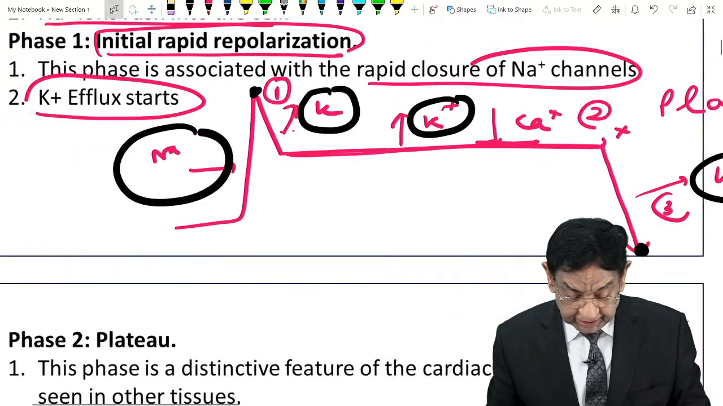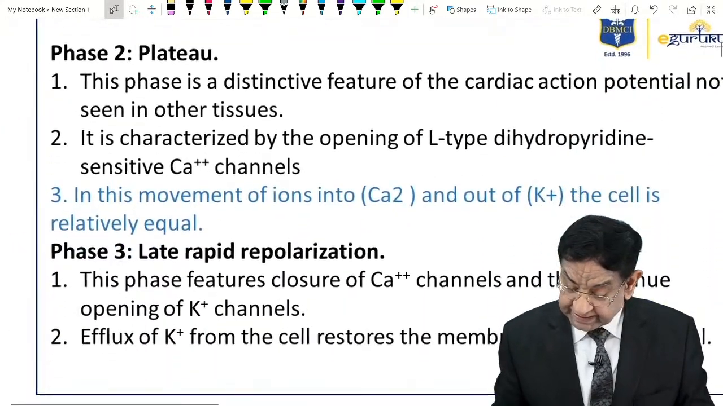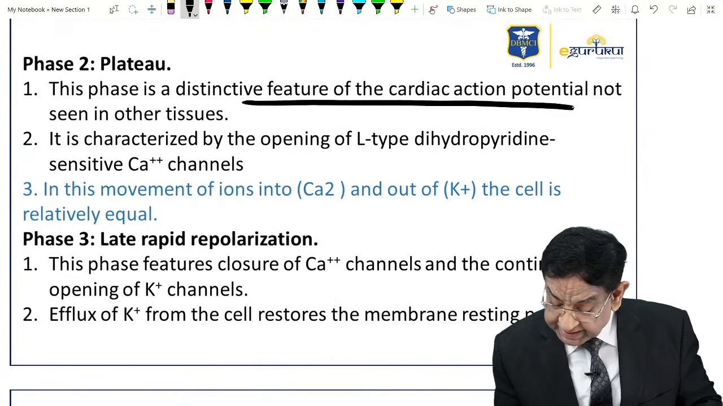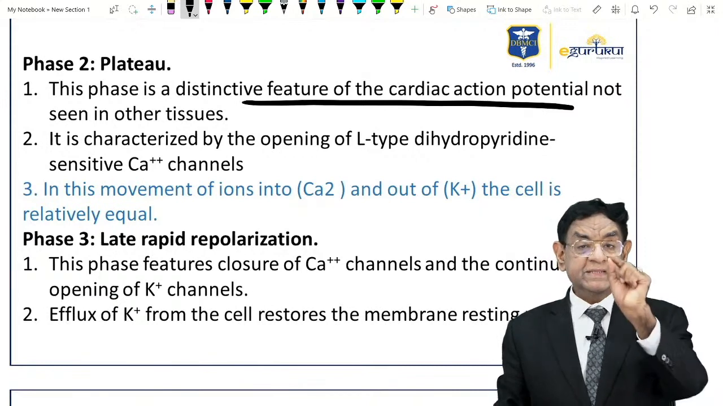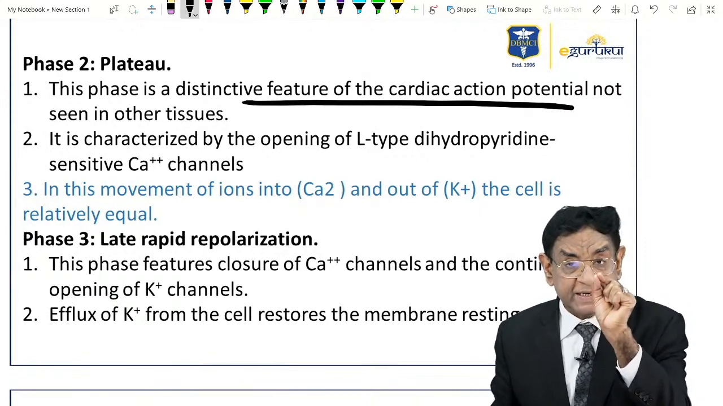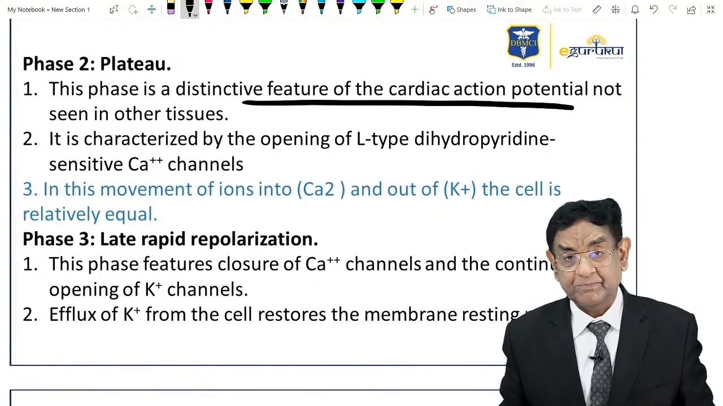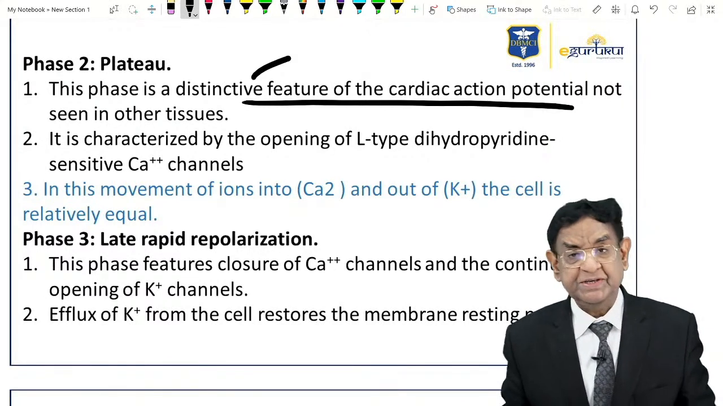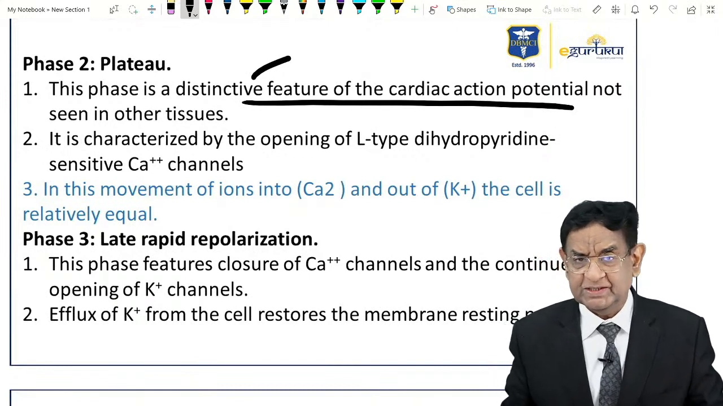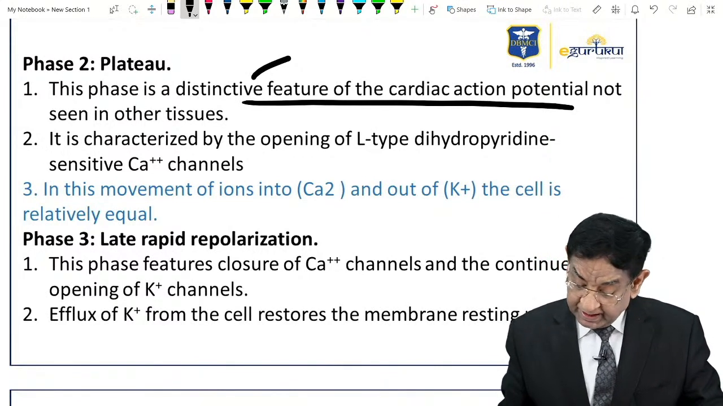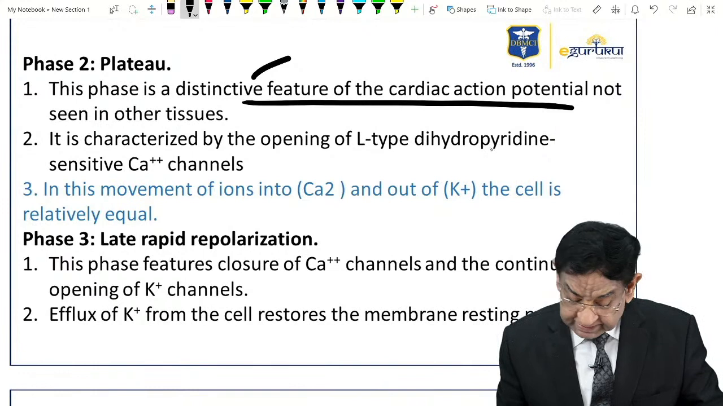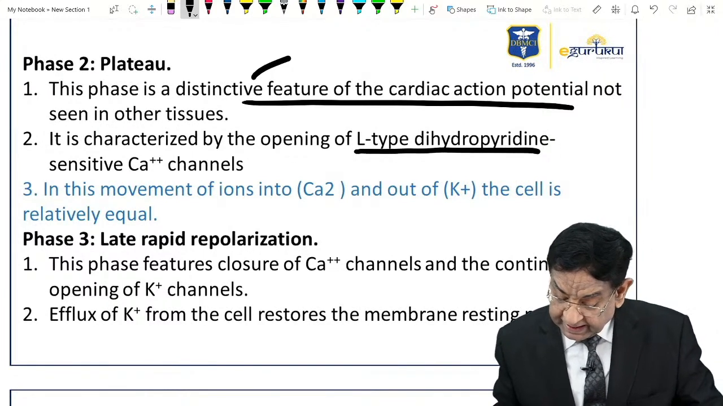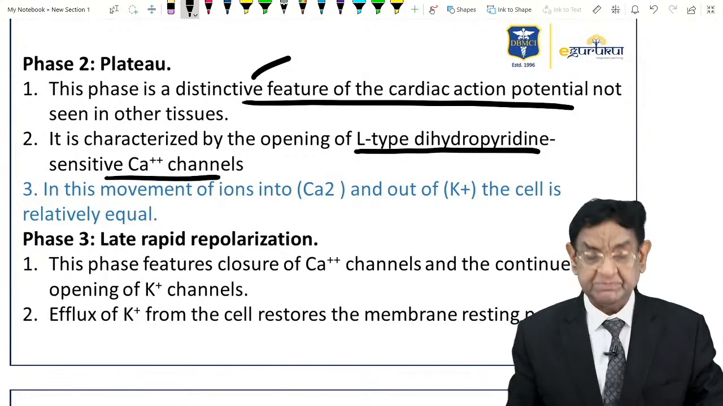After this, we talk more about the plateau phase. As I told you, it is a distinctive phase of the cardiac action potential, and this is seen only in cardiac cells. No other tissue has this. So this distinct feature is the classical feature that we see only in cardiac. And as I told you, there is the opening of the calcium channel. What type of calcium channel? L type, dihydropyridine sensitive calcium channel.